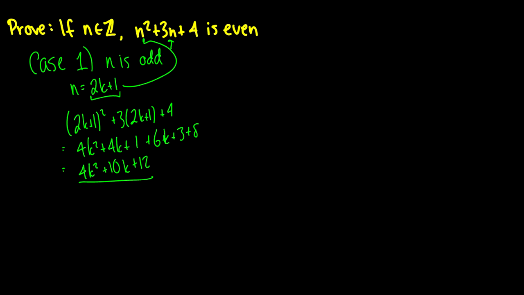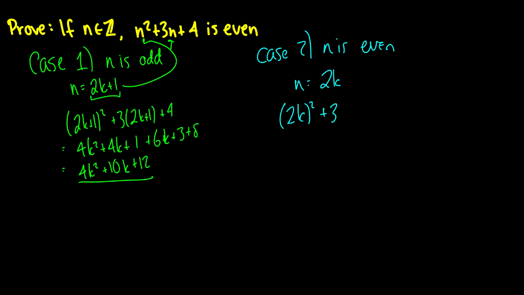So that's good. Case 2, we have to say, okay, well, what if n is even now? So then n is equal to 2k. Well, this should be a little bit easier to solve, at least algebraically. So we have (2k) squared plus 3 times 2k plus 4, which will be 4k squared plus 6k plus 4. Again, the whole thing is going to be divisible by 2. Therefore, we know that it is going to be even if our n is even as well.